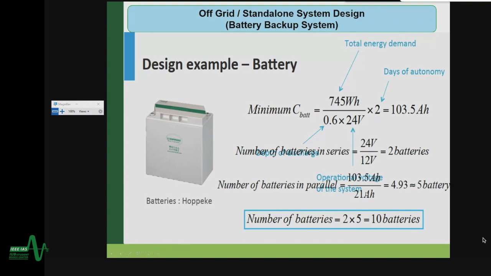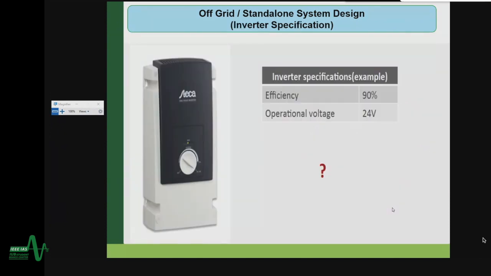The number of batteries in parallel is the ampere hour divided by 21 ampere hour, and it shows that 5 batteries are required. So 2 batteries will be connected in series because we chose a 24 volt system, and in parallel it will be 5 strings, so a total of 10 batteries is required. Fine, and let's come to this section, inverter specification.